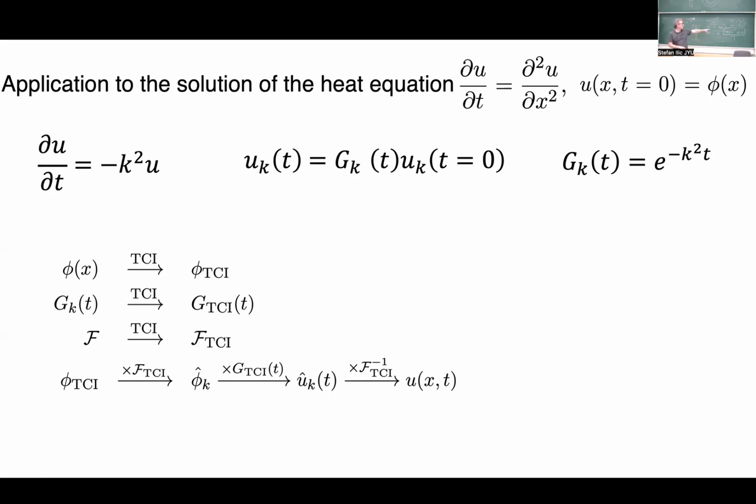And you can do that with crazy initial conditions. So this is what we did in this. In this, for example, essentially this just summarizes what I just said. You TCI everything, take the initial condition, Fourier transform it, multiply by the kernel to get the solution, transform it back.